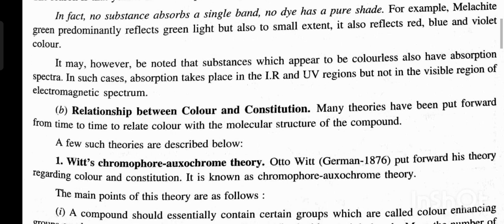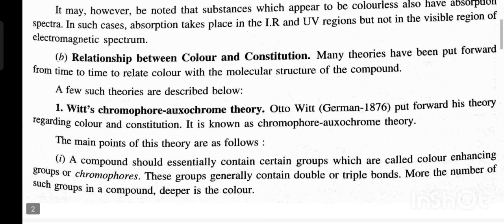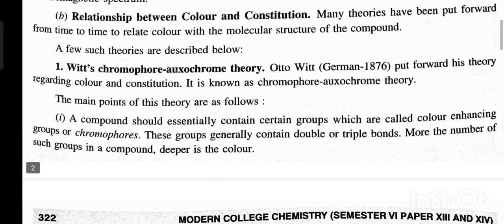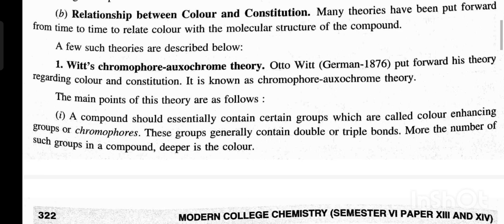B. Relations between color and constitution. Many theories have been put forward from time to time to relate color with the molecular structure of a compound. A few such theories are described below. First, Witt's chromophore oxochrome theory. O. Witt put forward his theory regarding color and constitution. It is known as the chromophore oxochrome theory. The main points of this theory are as follows.